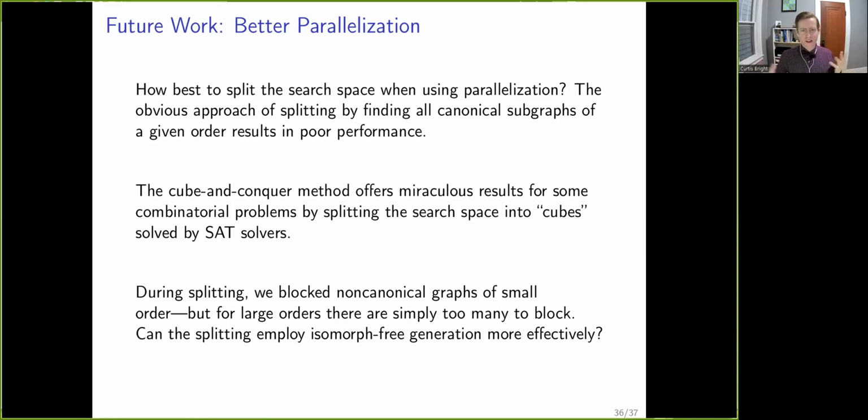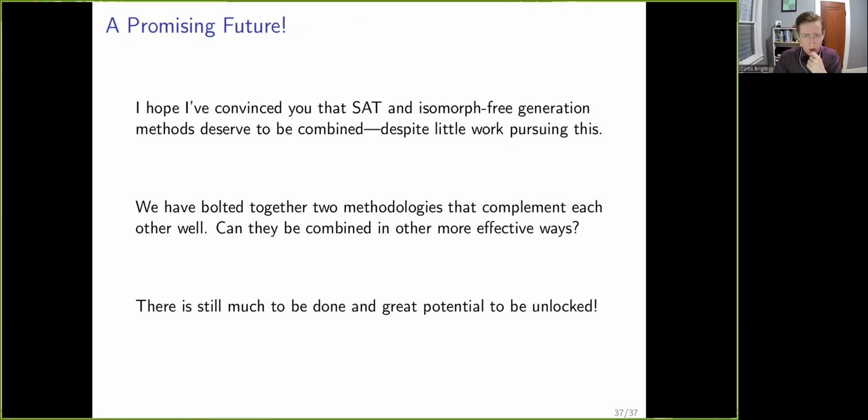So for these two technologies, there's still a lot of work to be done in putting them together. I think parallelization is a big area where more work needs to be done. But let me end on a promising note. As I said at the beginning, my goal is to convince you that these two approaches, SAT and isomorph-free generation, are complementary and they deserve to be combined. Despite little work pursuing this, I think there should be more done. So this is hopefully shining some light on that area.